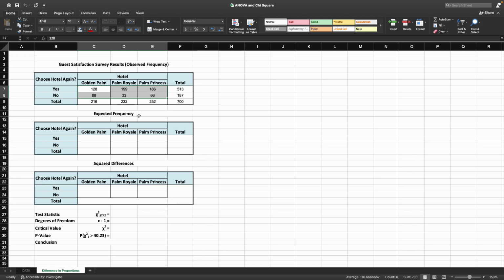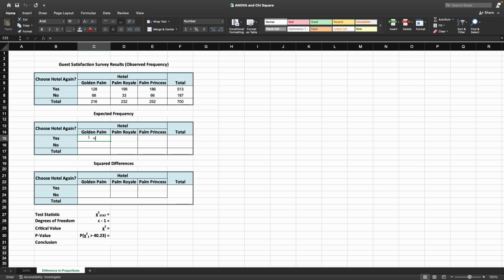So recall that we needed to calculate our expected counts, or expected frequencies. No, I'm sorry, I misspoke. The expected count is just the row total times the column total divided by the overall total. So let's do this cell by cell.